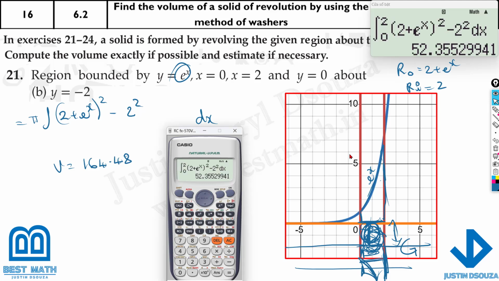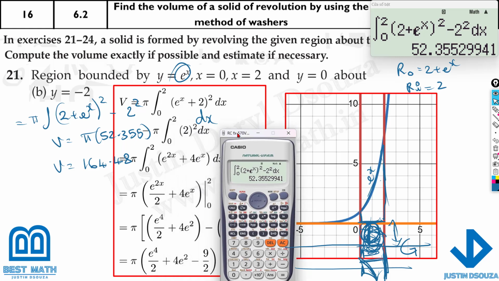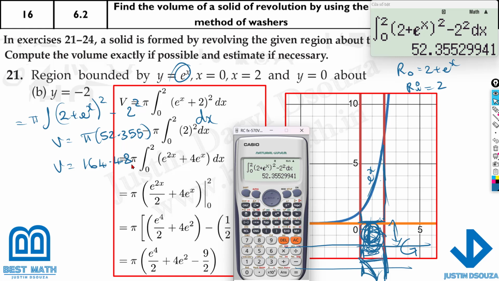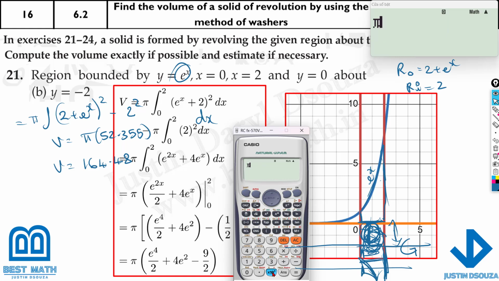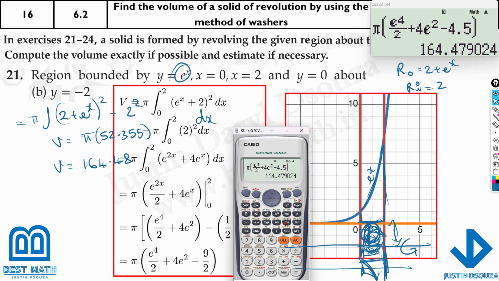Now you can do one thing if you want to write in terms of pi. After doing that, just remove that thing. So here we'll get V is equal to pi times 52.355. So this is how we can also do it. Now let's try and check the answer. We should get 164.48: pi multiplied with e to the power 4 divided by 2 plus 4e raised to 2 minus 9 by 2, which is 4.5. You can write 9 by 2 as well. It's 164.479, that is 48.